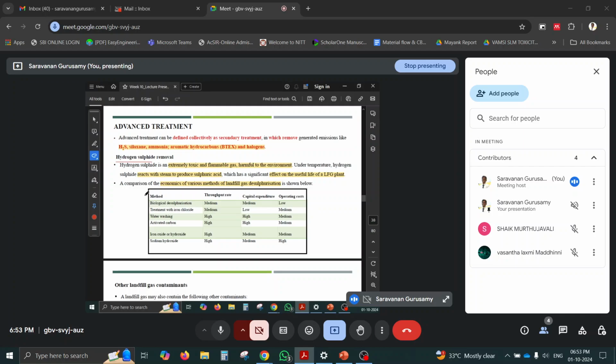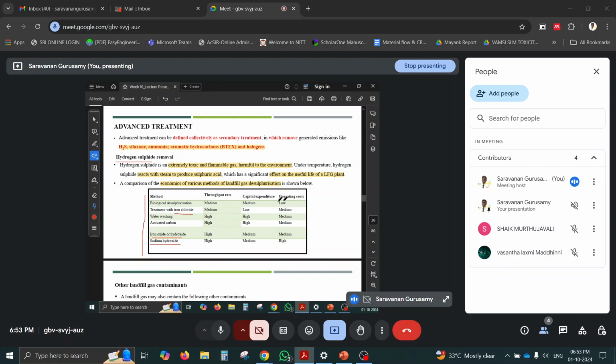So different methods are there. We can choose based on economic feasibility, like biological desulfurization, treatment with iron chlorides, and water washing. Water washing will remove H2S. We can also remove H2S by different chemical treatment methods: activated carbon, iron oxide and hydroxide, and sodium hydroxide. These are all the chemicals we can use to remove H2S. They react rapidly with H2S.